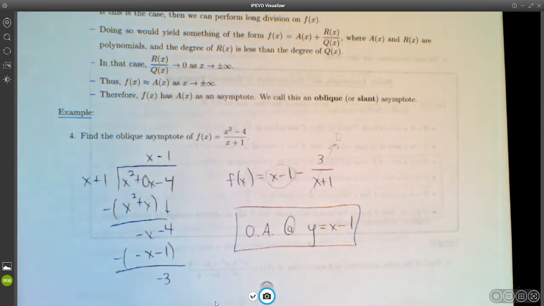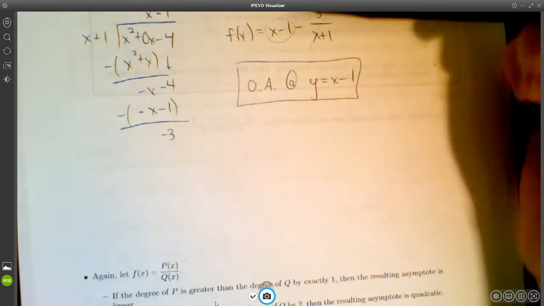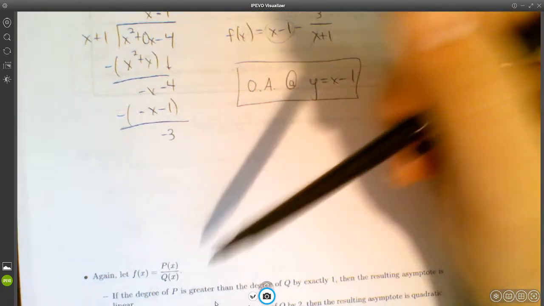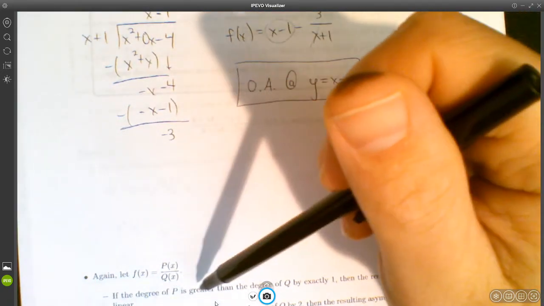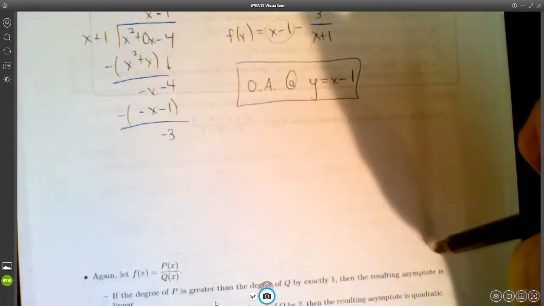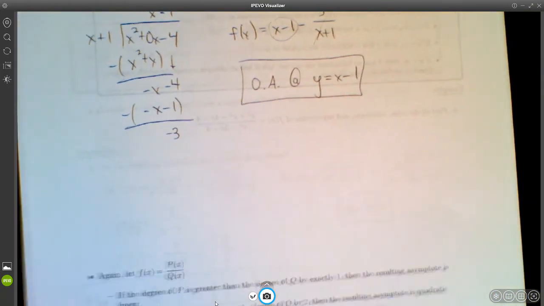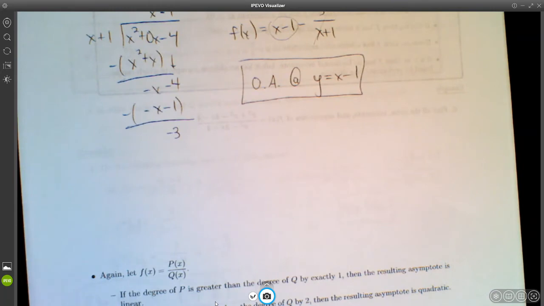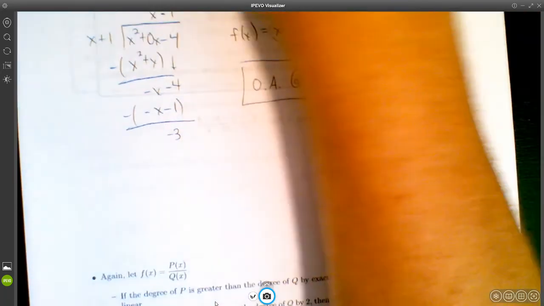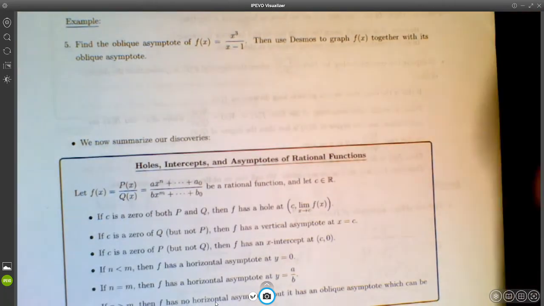Okay, so here we have this linear oblique asymptote. It should go without saying, right? If the degree of p is greater than the degree of q by exactly 1, then the resulting asymptote is linear. If it's greater than by 2, then the resulting asymptote is quadratic. If the degrees are different by 3, then the asymptote is cubic, and so forth. So you get some really interesting looking pictures, which I might show you. Oh yeah, I am. I'm going to show you in Desmos.